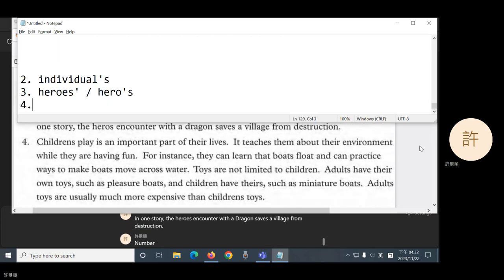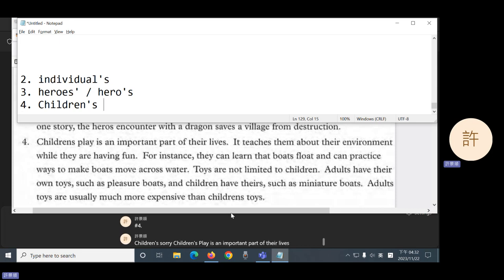Number four, children's play is an important part of their lives. Okay, in this case, the word play is uncountable. It is a kind of situation. So children's play is an important part of their lives. It teaches them about their environment while they are having fun. For instance, they can learn that boats float and can practice ways to make boats move across water.